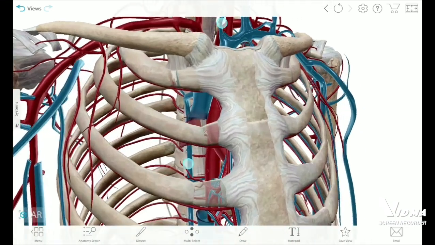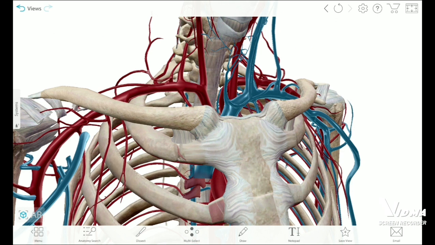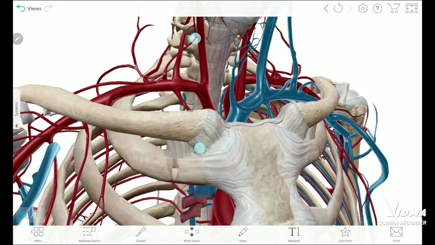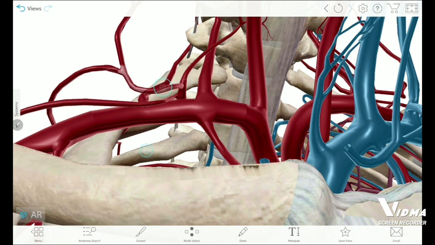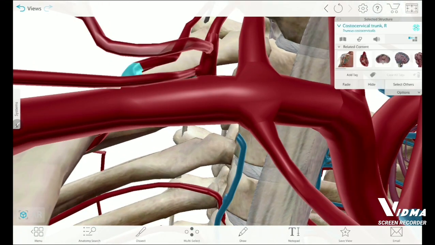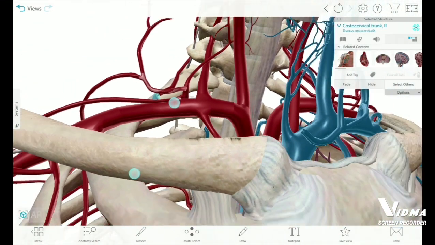So we saw the two branches of the subclavian artery, the vertebral artery and the internal thoracic artery. Now this branch over here is the thyrocervical trunk, but this artery is not a concern right now. The branch just lateral to it is the costocervical trunk. So this over here is the costocervical trunk. So this branch over here is the costocervical trunk.